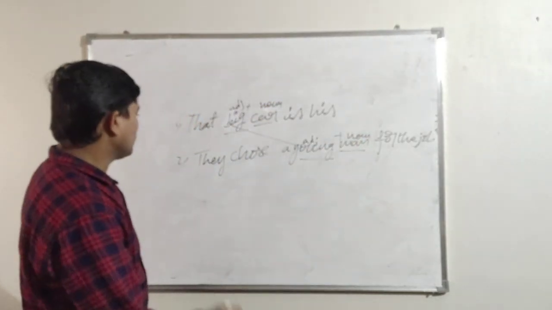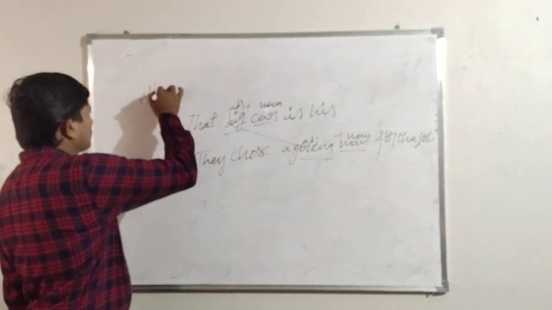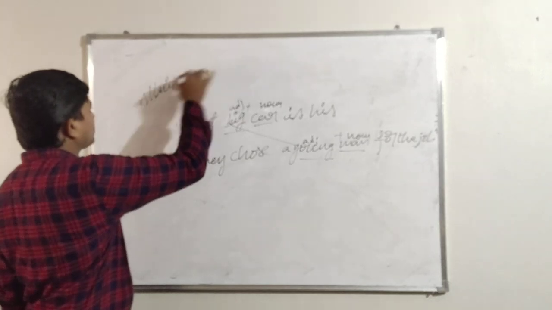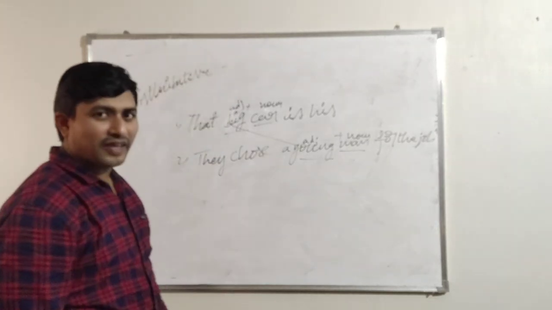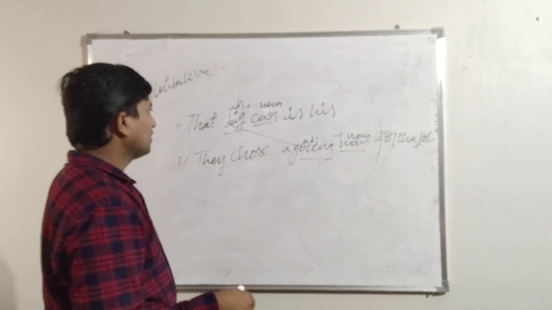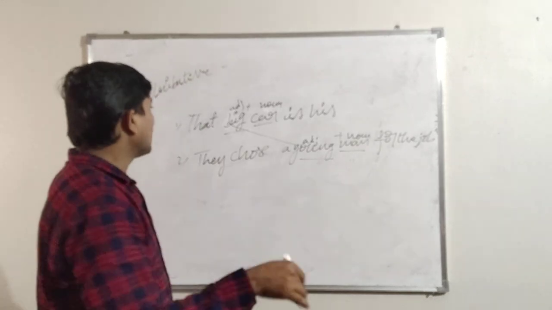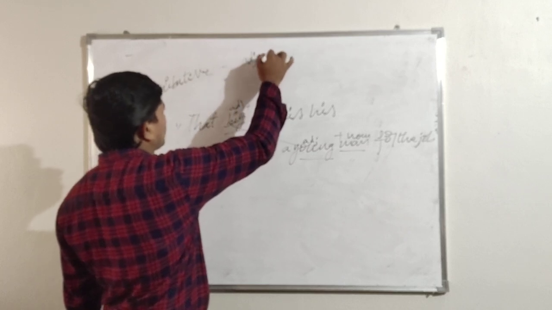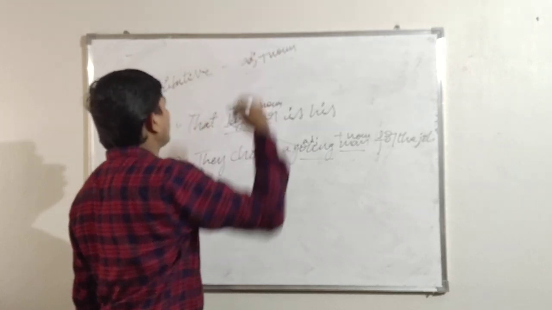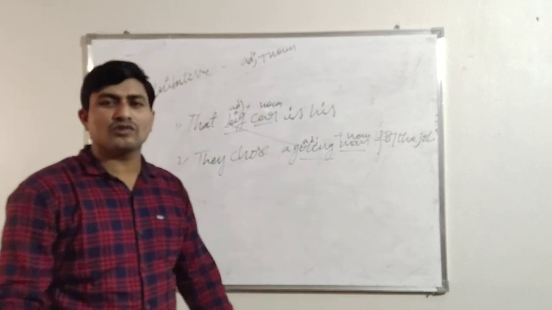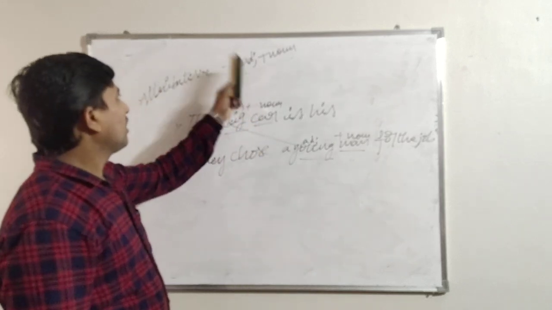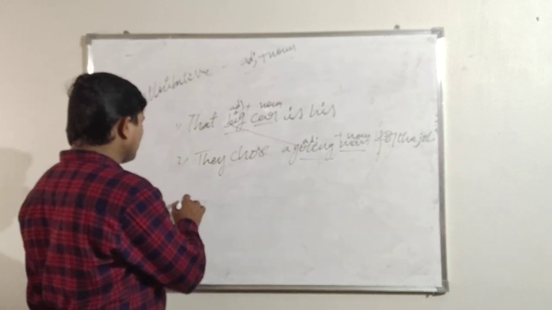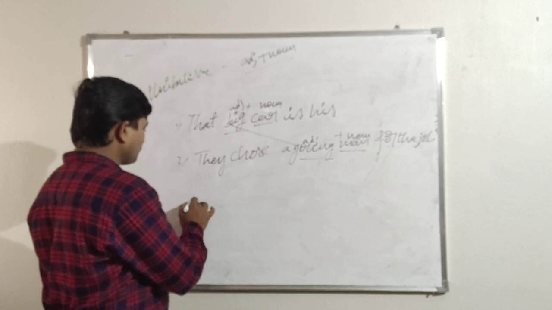So what do you understand here? An attributive adjective is known as adjective plus noun. So this is an attributive adjective. And whereas, what about the predicative adjective here? Predicative adjective, see here.